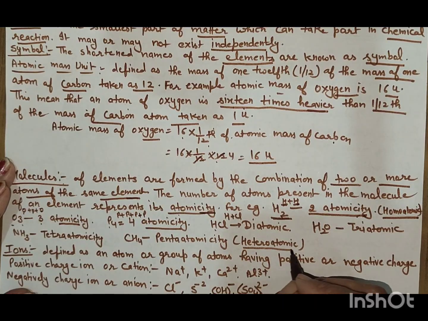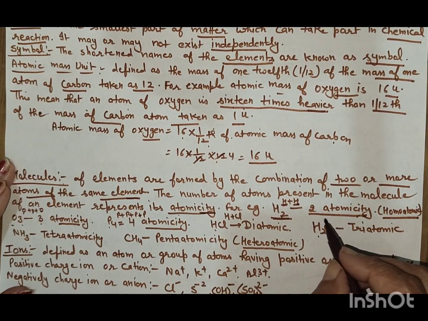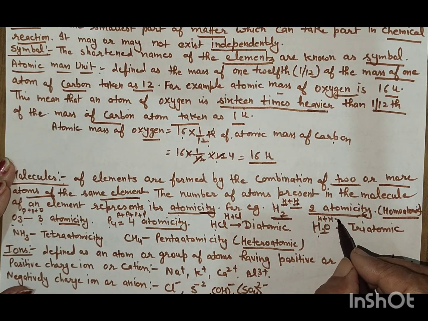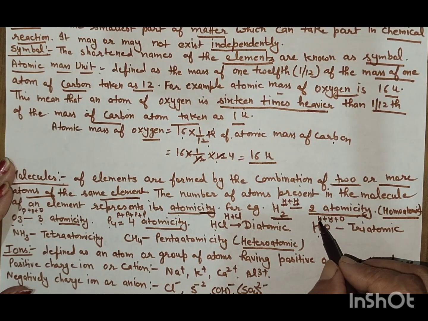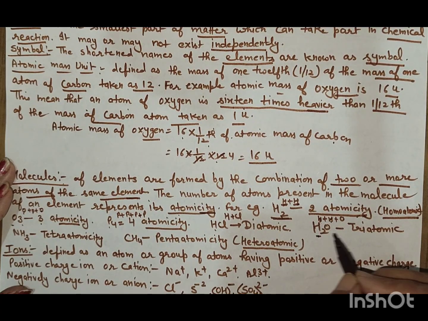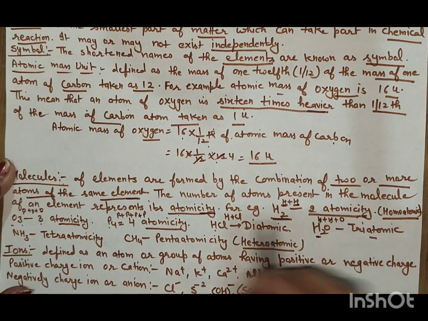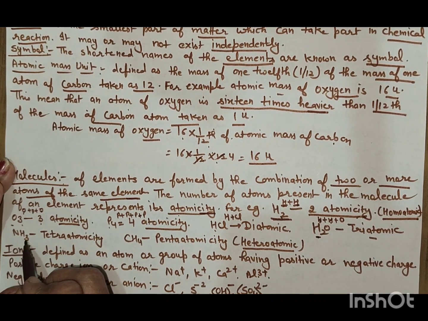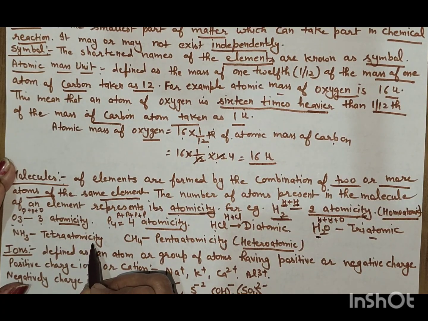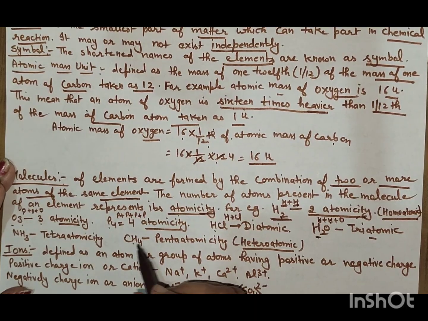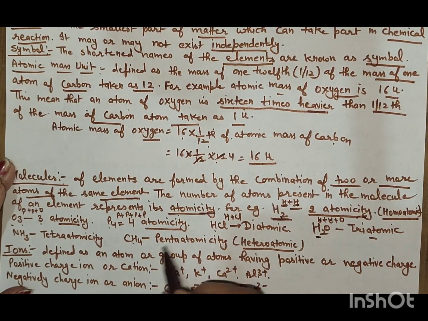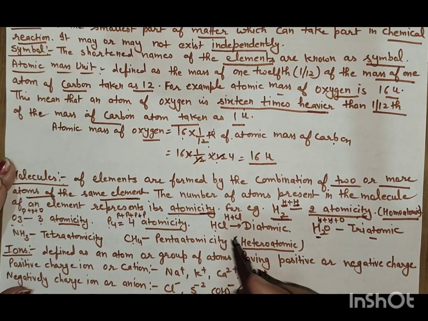It is heteroatomic. H2O: H 2 times and oxygen 1 time. 1 atom of hydrogen, 1 atom of hydrogen, and 1 atom of oxygen, so it is triatomic. NH3: 1 nitrogen, 3 hydrogen. It means 4 atoms, so it is called tetraatomic. CH4: 4 plus 1 carbon, 5. Pentaatomicity is there. These are heteroatomic.